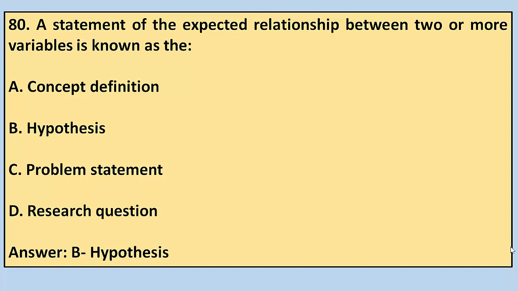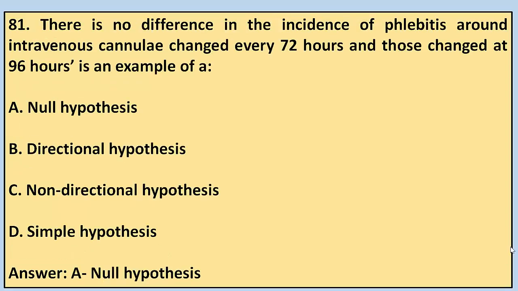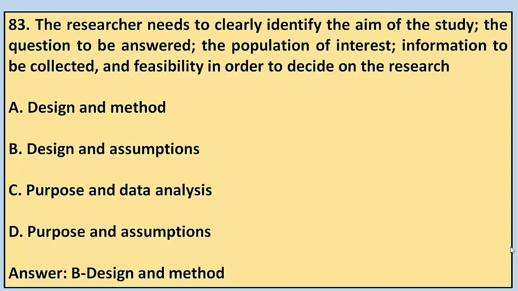A statement of expected relationship between two or more variables is known as concept definition, hypothesis, problem statement, research question. Answer is B, hypothesis. The researcher needs to identify the aim of the study, the questions to be answered, the population of interest, information to be collected, and feasibility in order to decide on the research. A. Design and method, B.